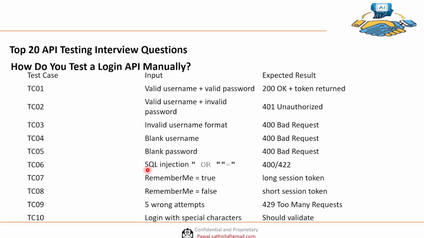Then as part of security, we will also try providing SQL injection, like putting ' or 1=1. Then it should return 400. Then we'll also see what happens with remember me. Since that is a checkbox, what will happen if I send true, and what will happen if I send false. Then we'll also try 5 wrong attempts for security purposes, and then it should return 429, too many requests. And login with special characters, we'll also validate it and check what it should return.